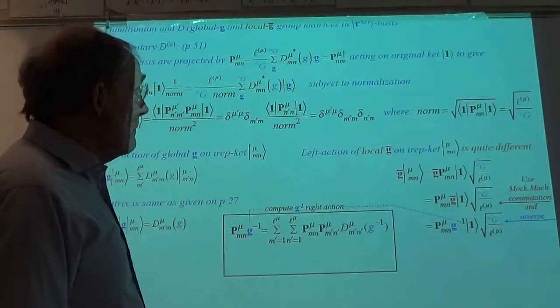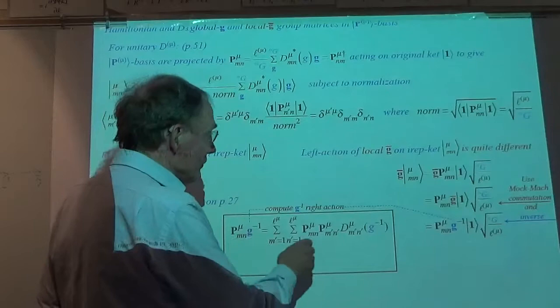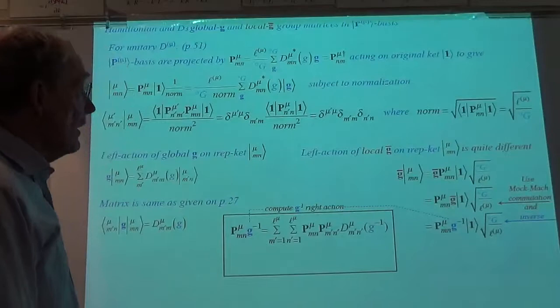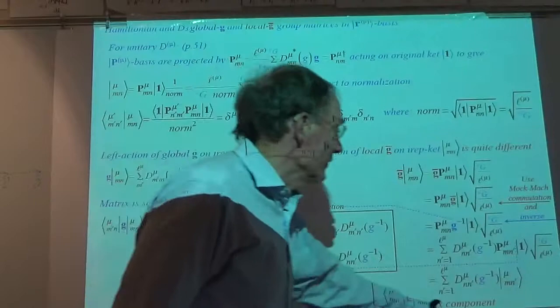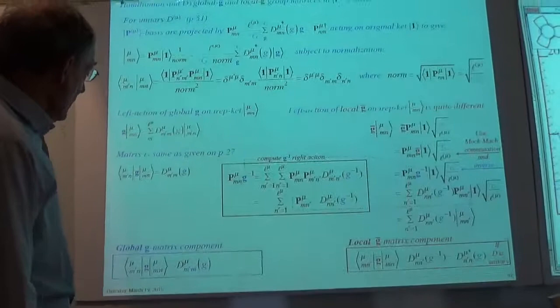This is where the Mach principle shows how it's going to go in quantum mechanics. G inverse P is this linear combination. I'm just using the matrix algebra expansion. It boils me down to that, boils me down to that, boils me down to that. If it's unitary, it boils me down to that. Meanwhile, this one boils down to that. So this is the global matrix element component.